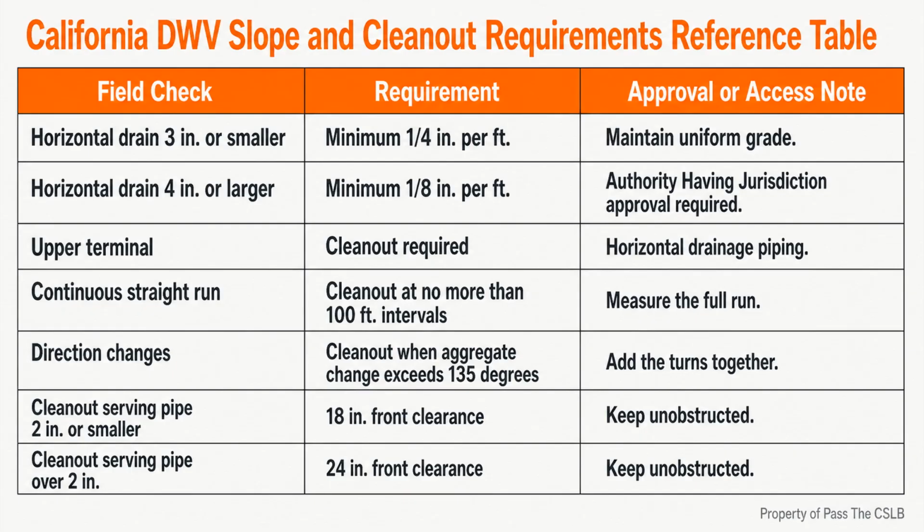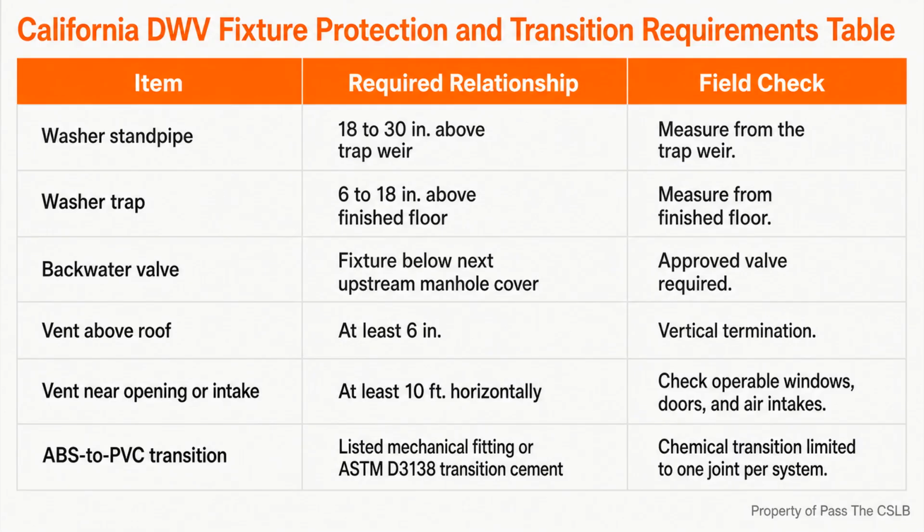Material transitions deserve the same attention. ABS and PVC are different plastic drainage materials. Standard solvent cement made for only one material is not an acceptable general-purpose bridge between them. The report allows a listed mechanical transition, fitting, or the specified transition solvent cement, identified as ASTM D3138, with the chemical transition limited to a single transition joint per system.